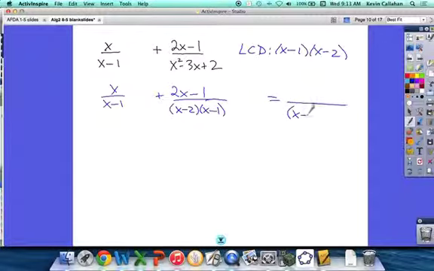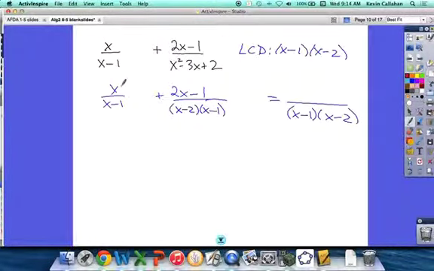So our least common denominator is going to be x minus 1 times x minus 2. Okay, what do I have to multiply the first fraction by so that it has the same denominator as that? It already has an x minus 1. What is it missing? The x minus 2, right?